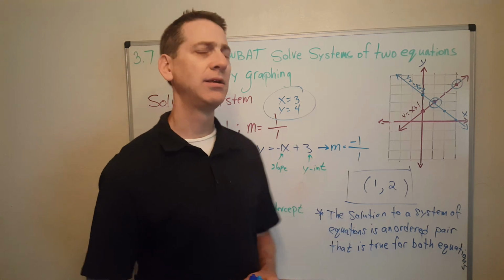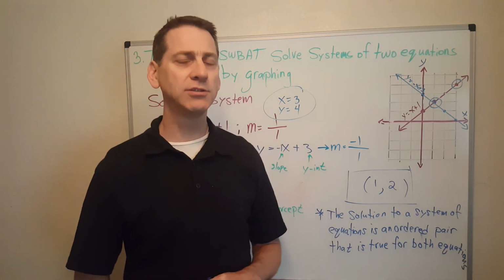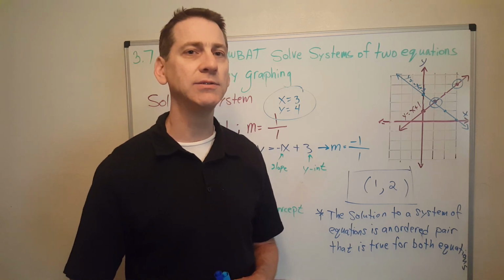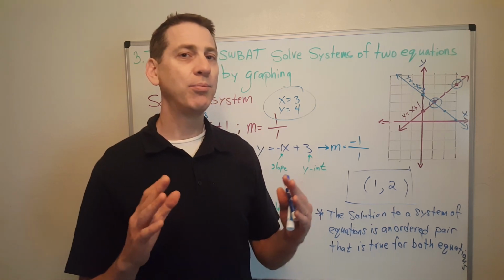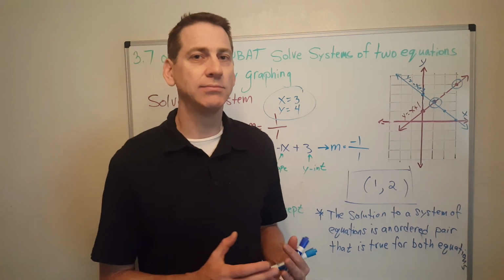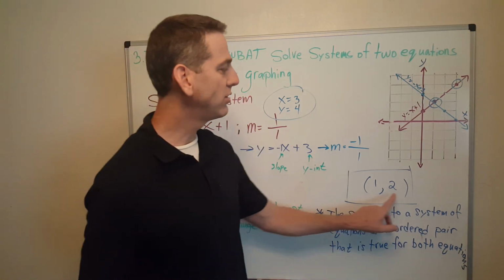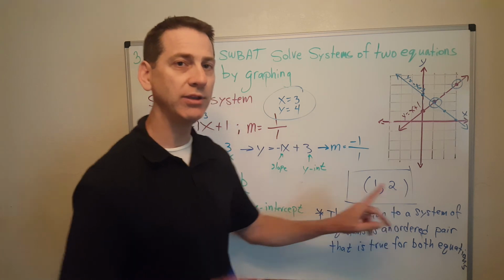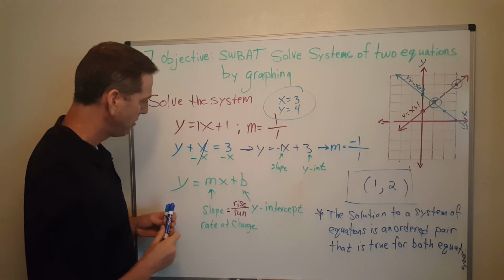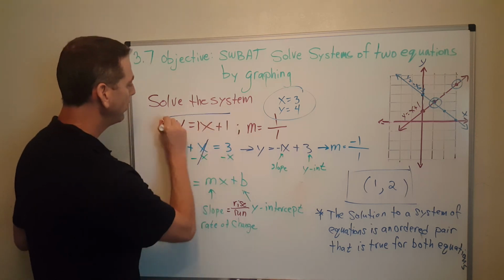To find the solution to a system of equations by graphing, simply graph both equations. The point of intersection is the solution. That's it. Right? 1, 2 is true for both of these, and I'll prove it. All right? Let's see if it's true for this equation here.